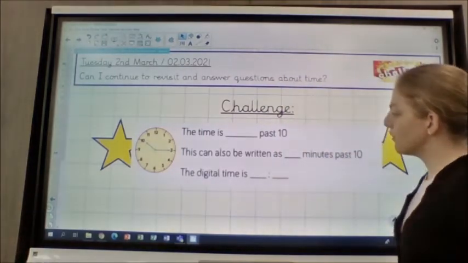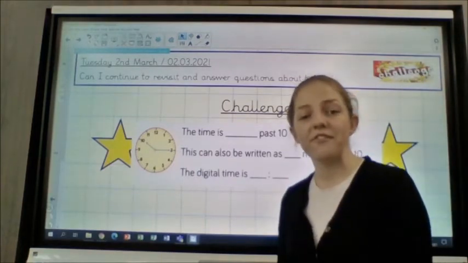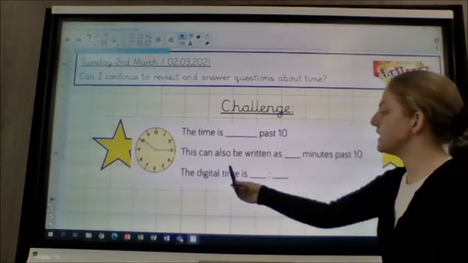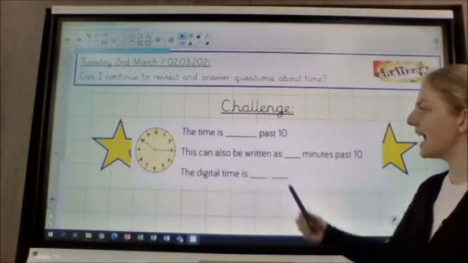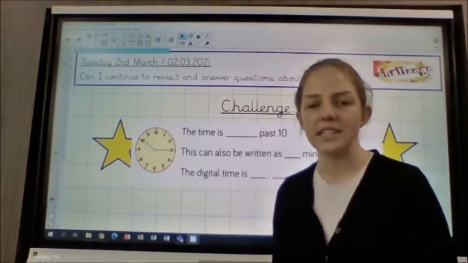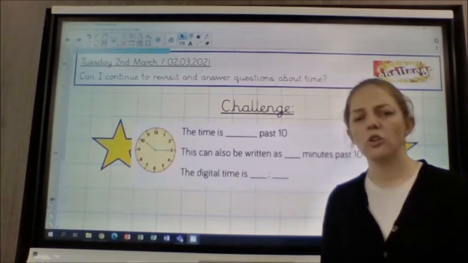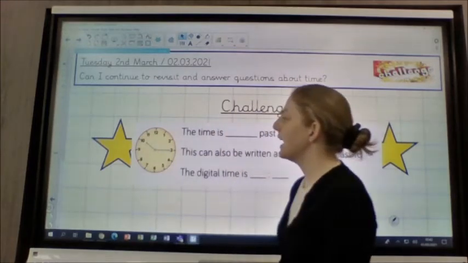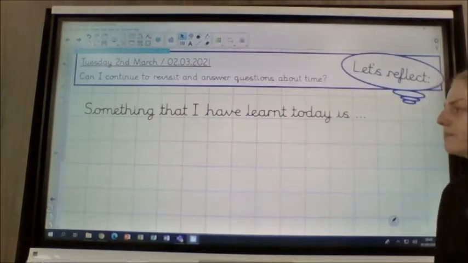So use your knowledge of the clock face and going up in 5s to help you to work out the answer to this question. Now, if it's a digital time and they're saying that it's 10, is it 10 a.m. or is it 10 p.m.? Have a think, what numbers have they used? Okay, so give that a really good go and send it in.